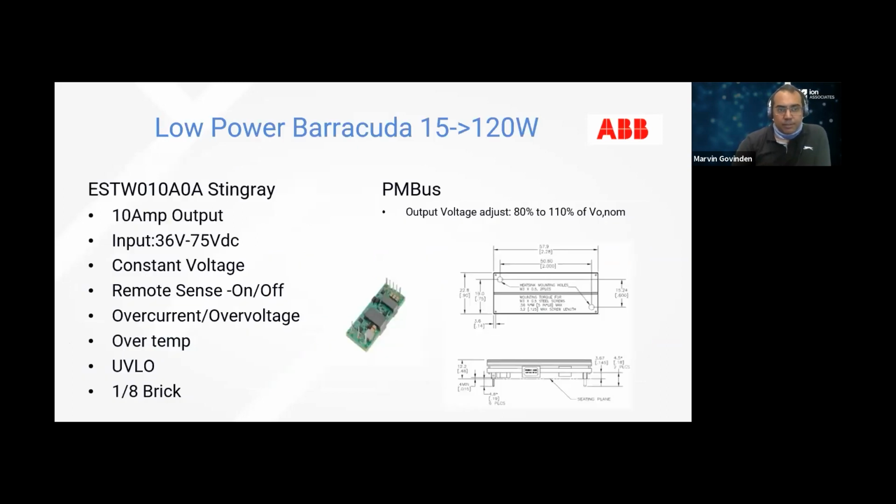This is a low power version, a Stingray it's called, 10 amp output. You could have 48 volts coming into this, constant voltage. Again, we have the features that we saw, PM bus, over current, over voltage protection.